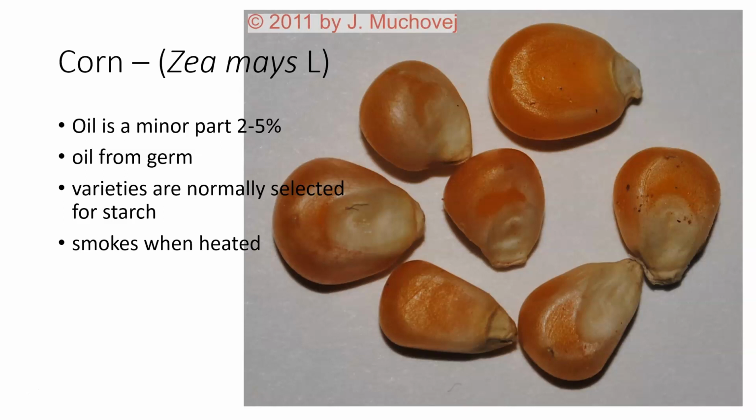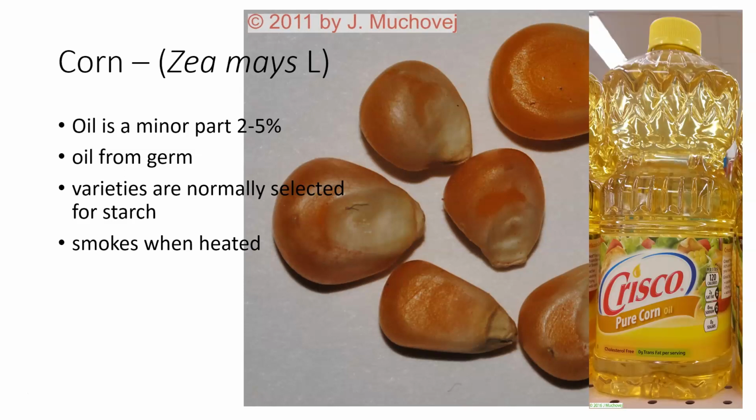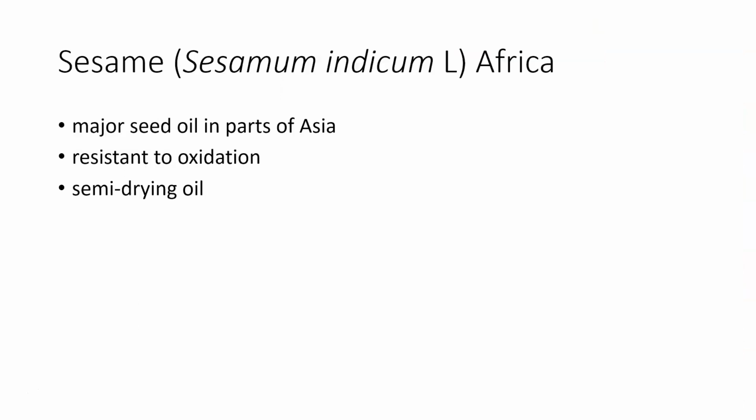That doesn't mean it's not a good oil for other functions. Corn oil is normally a little bit more yellow. It's very readily available. Sesame oil, Sesame indicum, is a major seed oil in parts of Asia. It's resistant to oxidation, which makes it very good because you can store it for longer periods of time without worrying about it going rancid and turning off-flavored. It is a semi-drying oil, which means that it is unsaturated, good for human health.